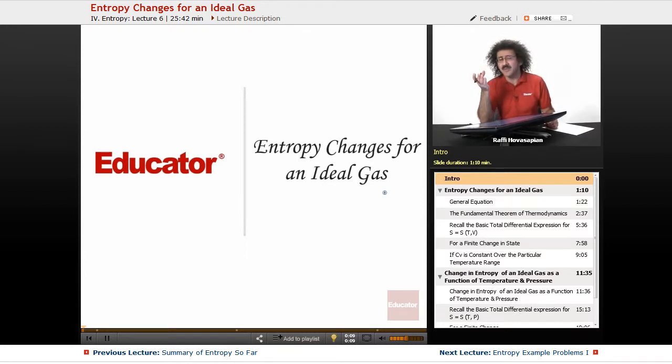So today we're going to discuss entropy changes for an ideal gas. Now the equations that we've developed so far, as we said earlier, apply to any and every situation: solid, liquid, gas, real gas, ideal gas. So for all practical purposes, we don't really need to take those equations and fiddle around with them in order to apply them to the case of an ideal gas, because they apply as is.